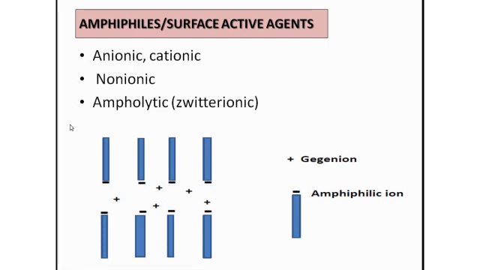So the amphiphiles may act as anionic, cationic, or non-ionic, and they sometimes also act as ampholytic, which is also known as zwitterionic. Ampholytic means they have both positive and negative charge. Anionic ones are the anions, and if a positive charge is there, this is regarded as a cation. If no charge is there, they are regarded as non-ionic, and if both positive and negative charges are present in the head, they are known as ampholytic or zwitterionic.